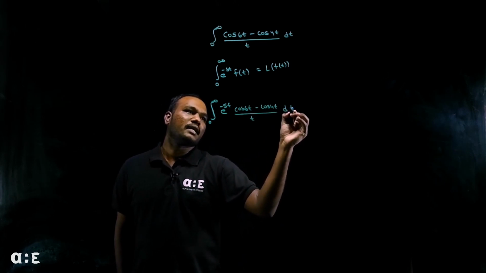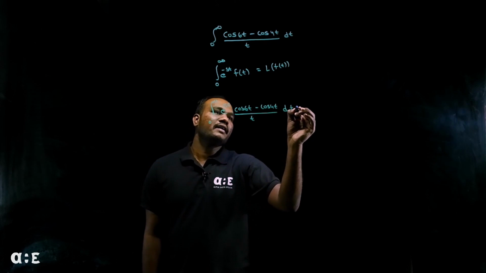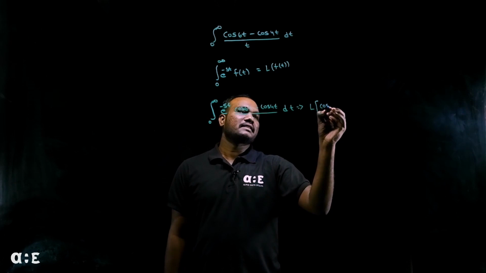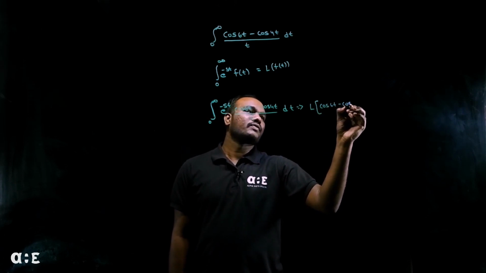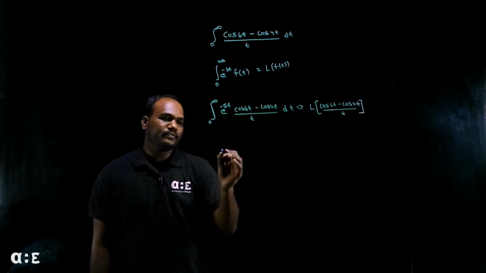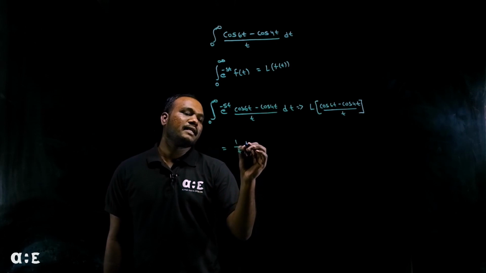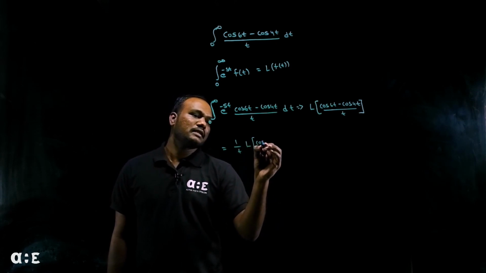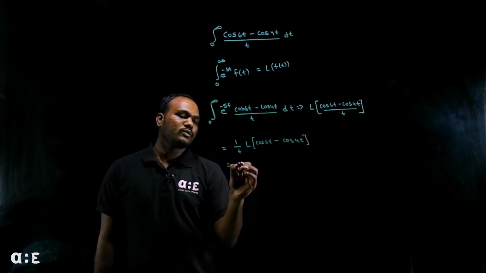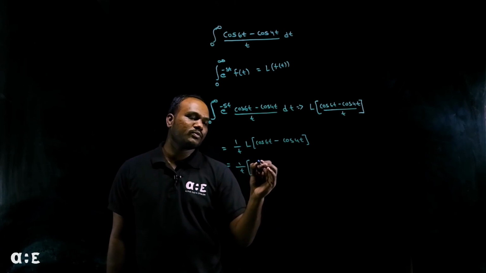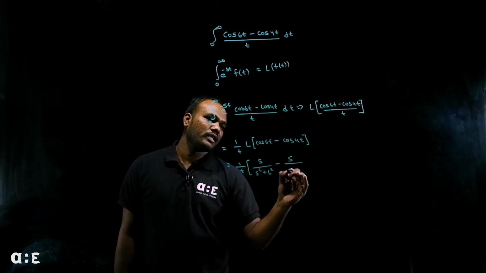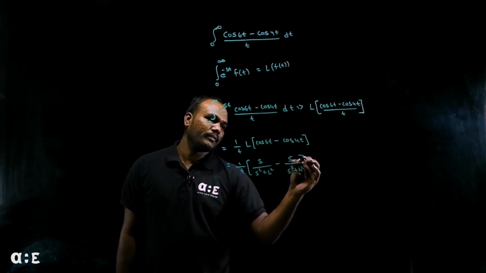Next, I can write this term as the Laplace of cos 6t minus cos 4t over t. Then I'll take 1 by t outside, and I'll be left with the Laplace of cos 6t minus cos 4t. The Laplace of cos 6t can be written as s upon s square plus 6 square, minus s upon s square plus 4 square.